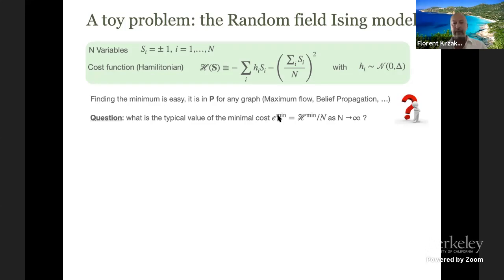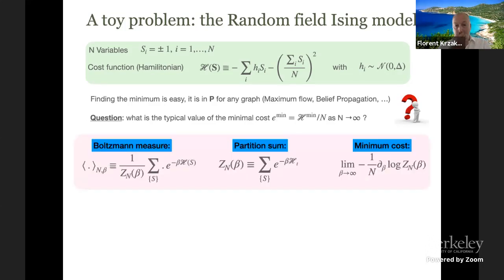Heuristically or preferably rigorously? All right, so let's do what we came here to do. We introduce the Boltzmann measure, depending on n and beta. It's 1 over Z_n(beta), where Z is just a partition sum, the sum over all possible configurations of spins. There are 2 to the n of them, so there is no way we are going to do this easily. And then we know that the minimum cost is given by this expression, where I have added a 1 over n to lead to the correct limit.